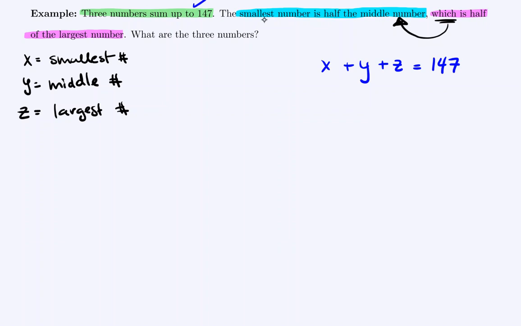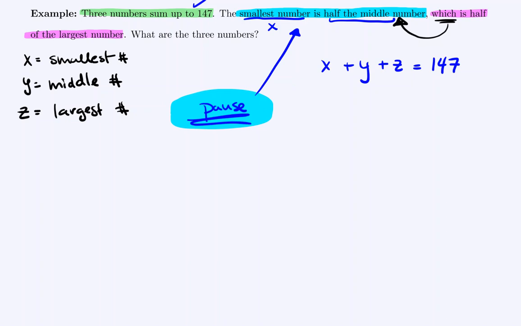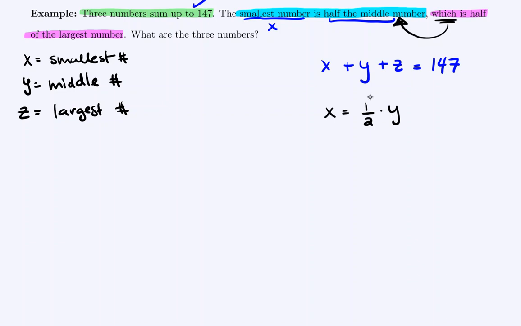Next it says the smallest number, what we call x, equals half the middle number. That's half of y. So we need to think about how we can make this equation. Take a moment to pause the video and write out the equation described here. Unpause to check your work. So remember, x is the smallest number, so it would be equal to 1/2 times the middle number. x equals 1/2 times y.